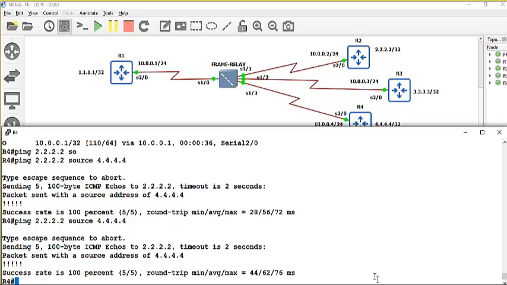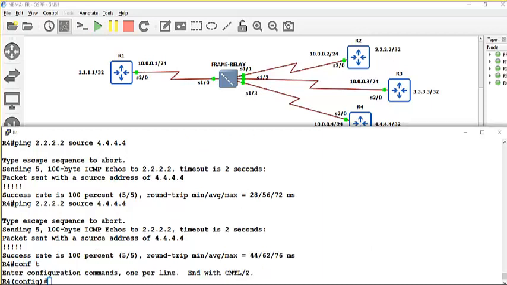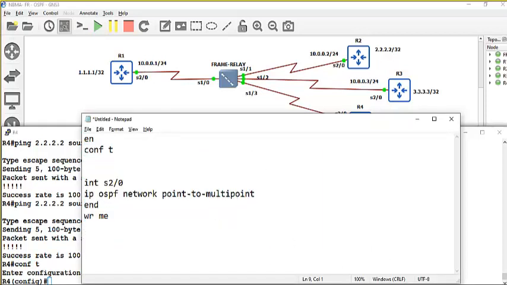Point to multi-point non-broadcast is what we are going to do now. So what I'll do, I'll go again to all the interfaces. Point to multi-point non-broadcast. I'm going to paste this now on all the devices.